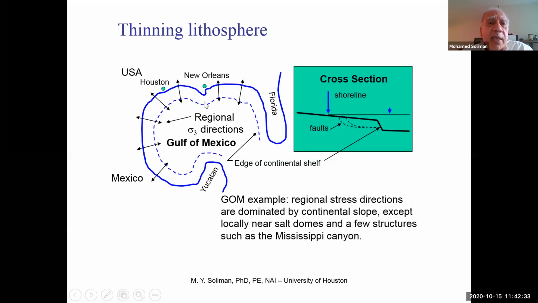Another is the thinning of the Earth, basically the lithosphere. I'll give you an example: the Gulf of Mexico is getting thinner and thinner, so the stresses change. If you are near New Orleans, your minimum stress is like this, and your fracture is perpendicular to it. If you are in Mexico, the minimum stress is in a different direction, and the fracture is perpendicular to it. So it does not mean that in the Gulf, the orientation is the same everywhere.